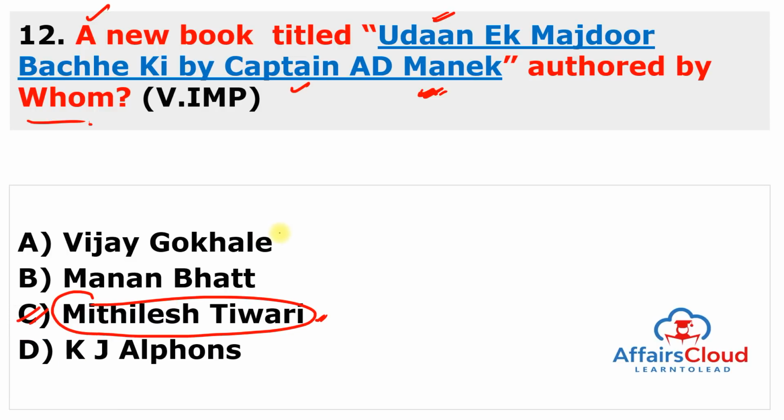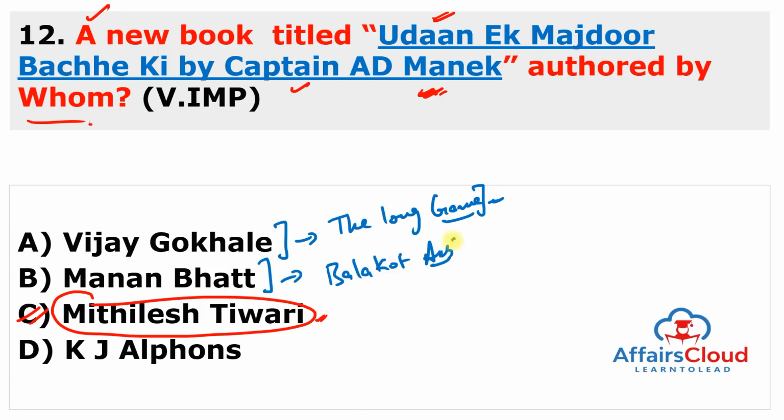Very important options are here. Vijay Gokhale recently wrote a book, The Long Game: How the Chinese Negotiate with India. This book tells us about India and China's foreign relations. Manan Bhatt wrote a very important book, Balakot Air Strike, and how India avenged the Pulwama attack.